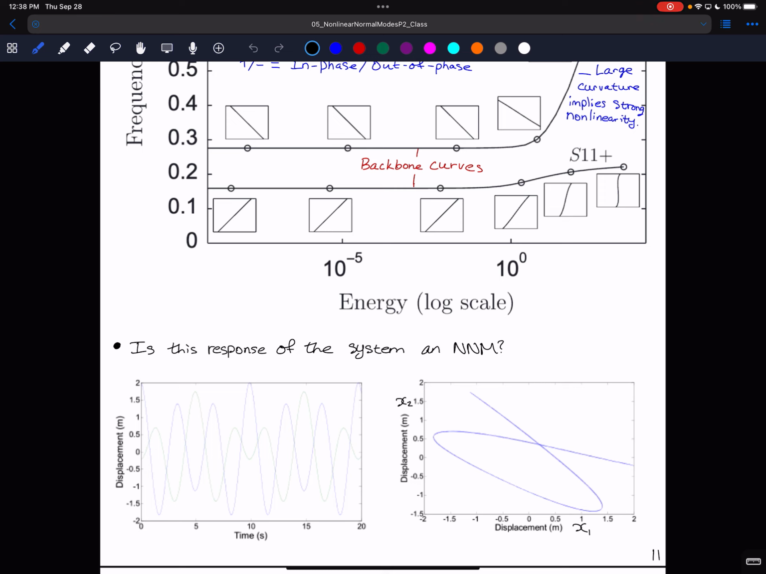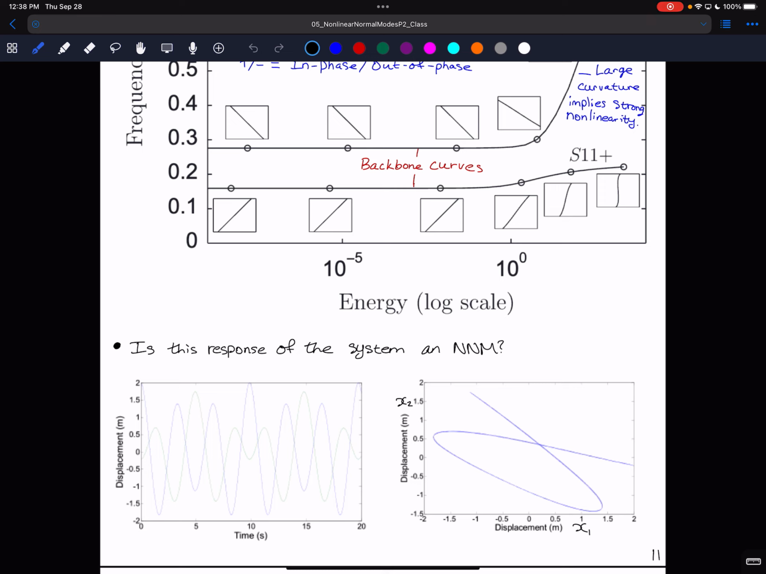All right, any guesses? Yeah. Depends on your definition, I would say. First of all, it's definitely not a similar mode. For sure, absolutely.